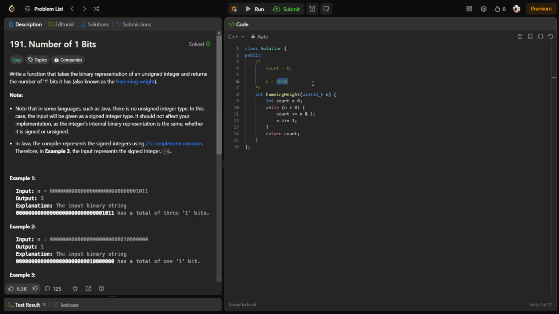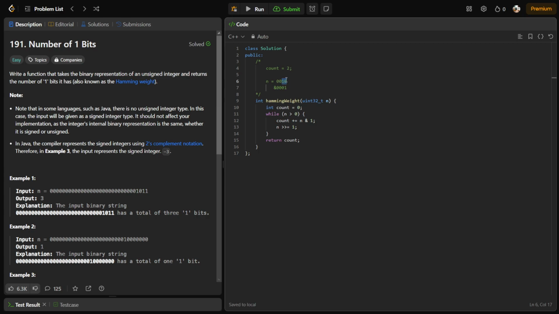So n is 1011. While n is more than 0, which it is, count plus equals n AND 1. In case this is a 1, remember, if you do this, this will give us a 1, so count will plus 1. After that, we shift the bits to the right by 1, AND again, this will still give us 1, so count is 2. Shift it again, now this is 0.